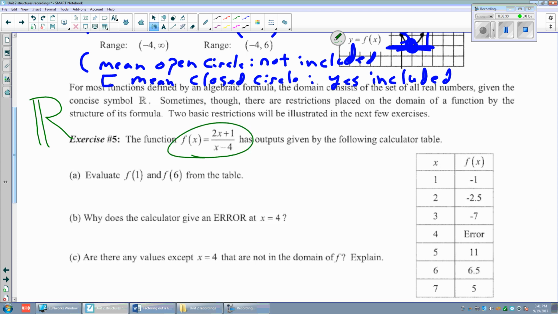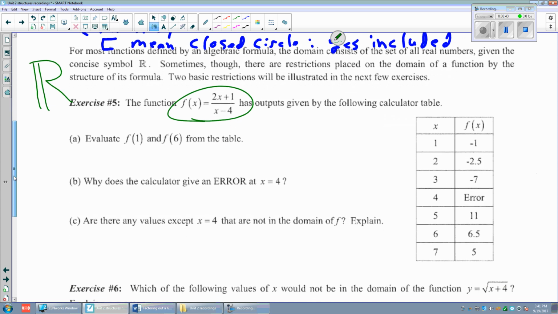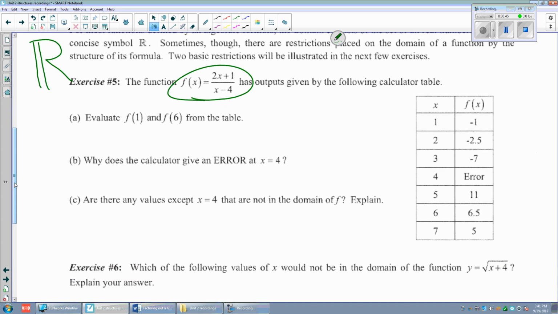Right here, there's a fraction. The function has outputs given by the formula and is shown in the table. Evaluate f of 1 and f of 6 from the table. F of 1, the function value at 1, the answer is -1. F of 1 equals -1. The function value at 6 is 6.5.